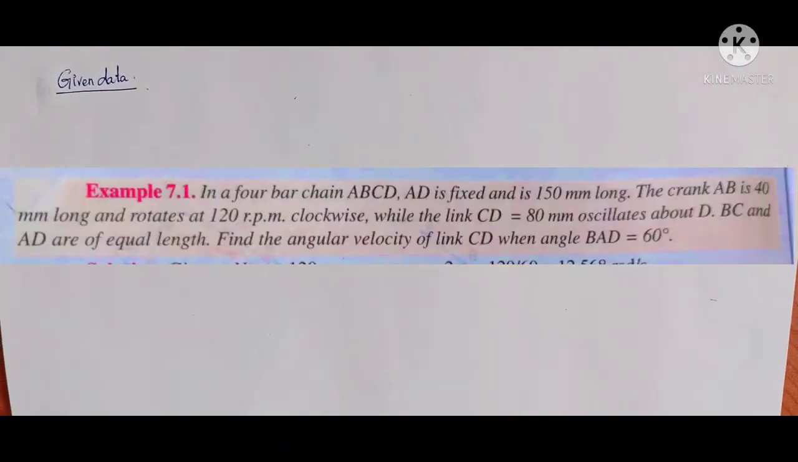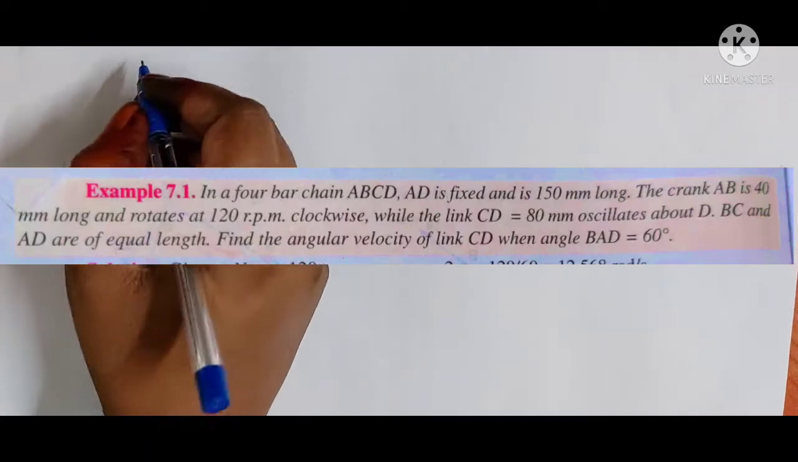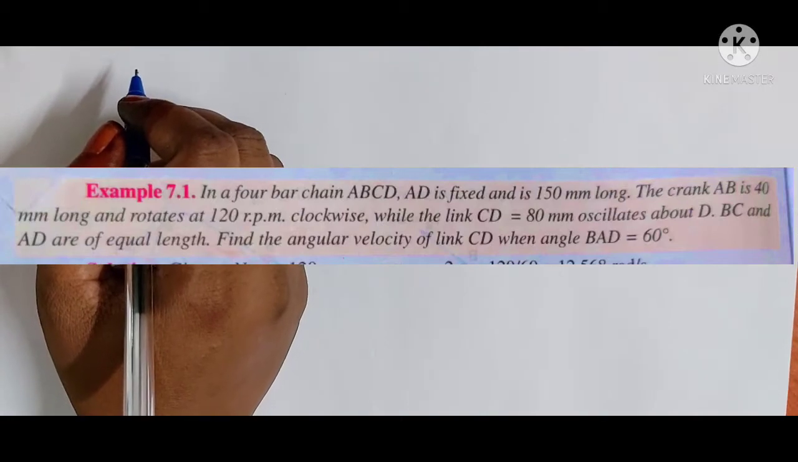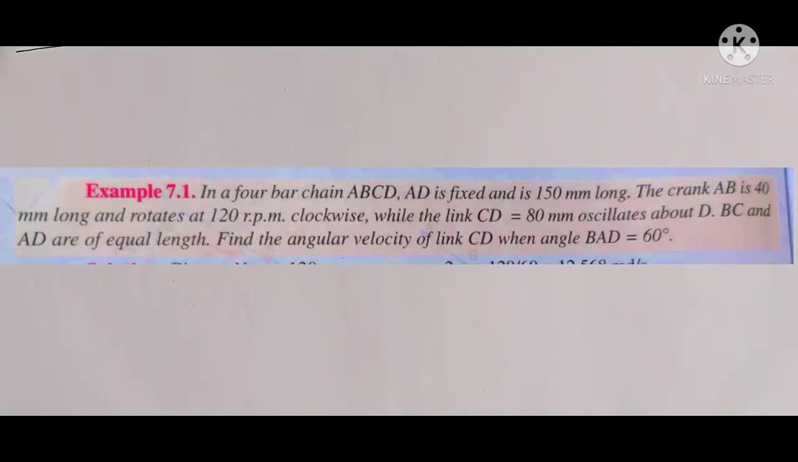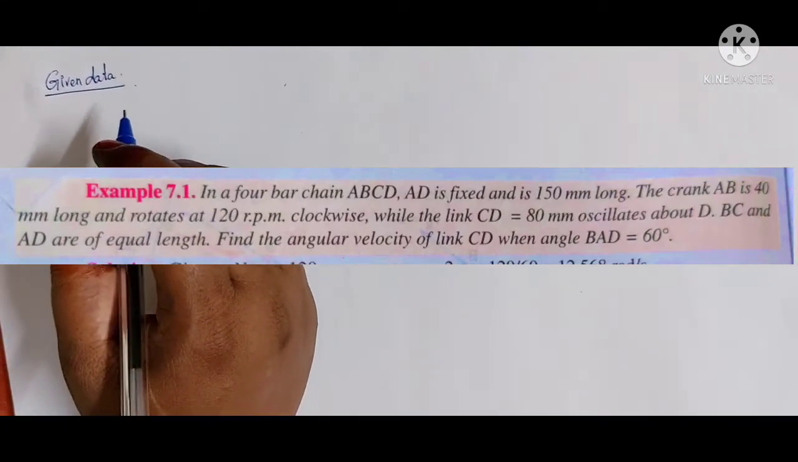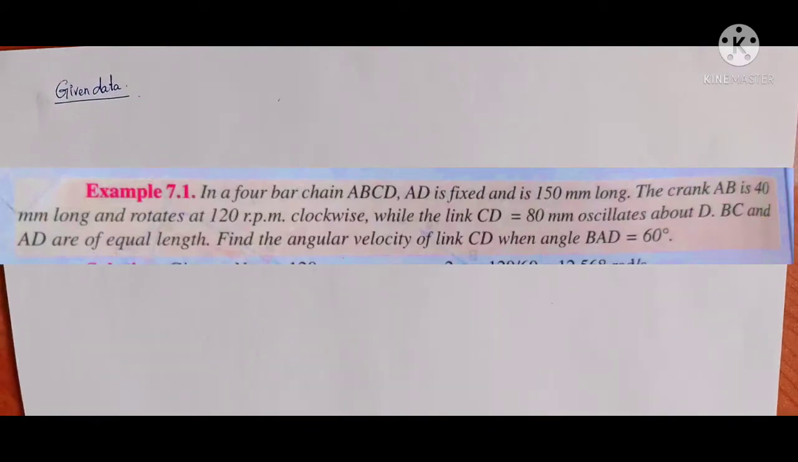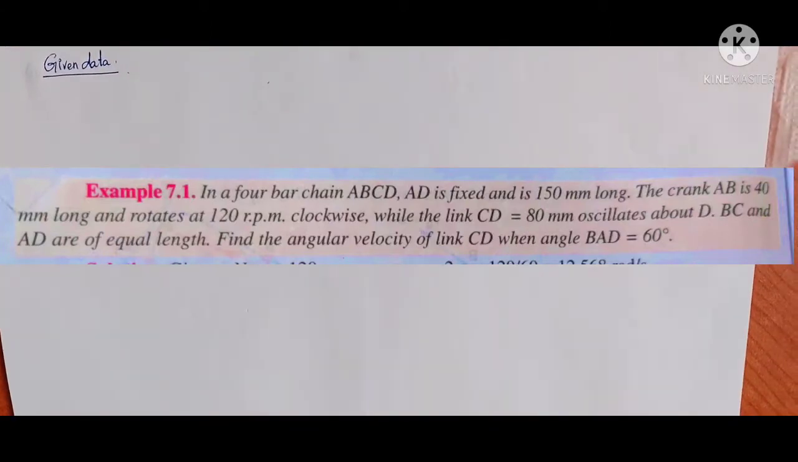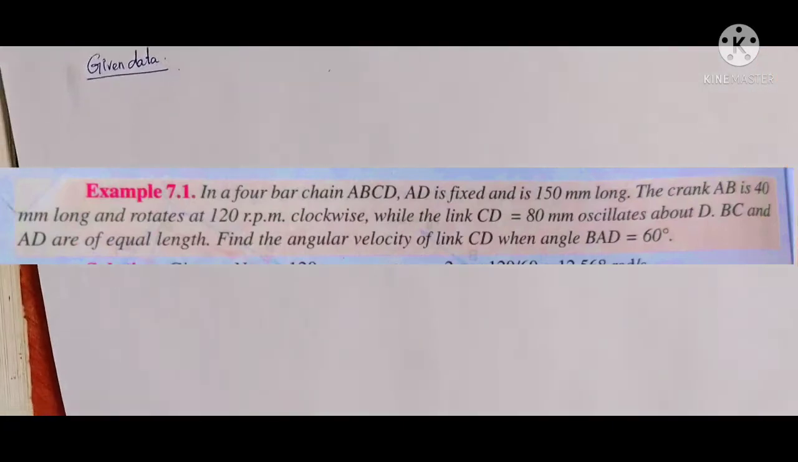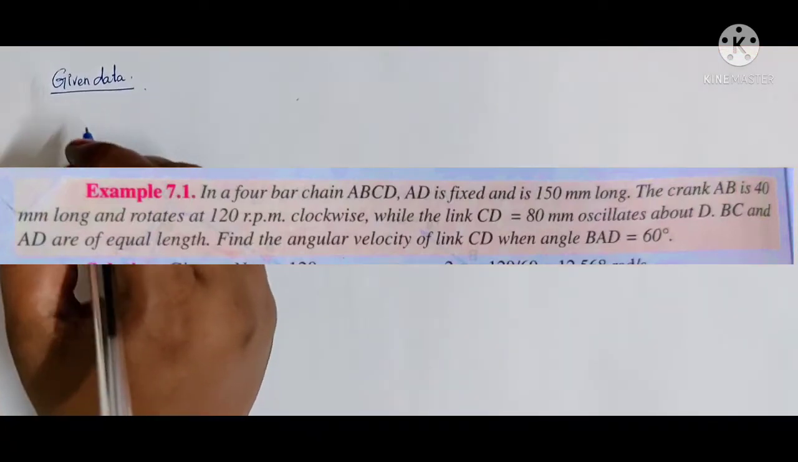Today I will explain about 4-bar chain mechanism velocity diagram using the relative velocity method. The given data in a 4-bar chain ABCD: AD is fixed and is 150 mm long. The crank AB is 40 mm long and rotates at 120 rpm clockwise, while the link CD is 80 mm and oscillates about D. BC and AD are of equal length. Find the angular velocity of the link CD when the angle BAD equals 60 degrees.